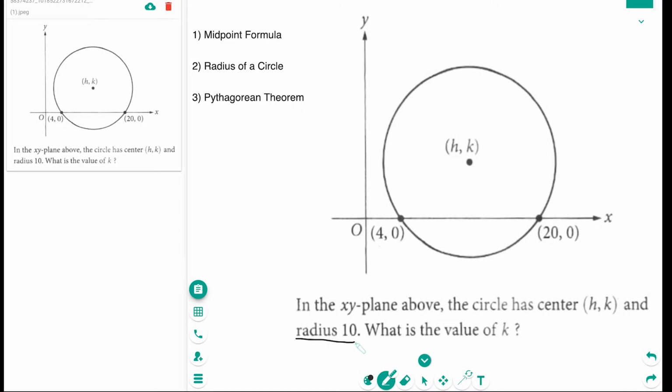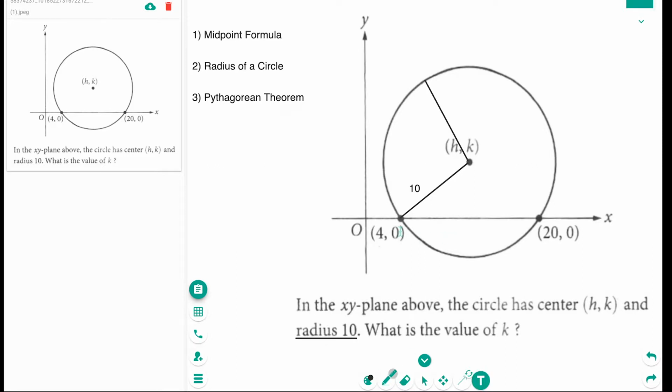So we see that this circle has a radius of 10, which means that any length from the edge of the circle towards the center is 10. So this line has a length of 10, and it also means that this line from (4, 0) to (h, k) has a length of 10.